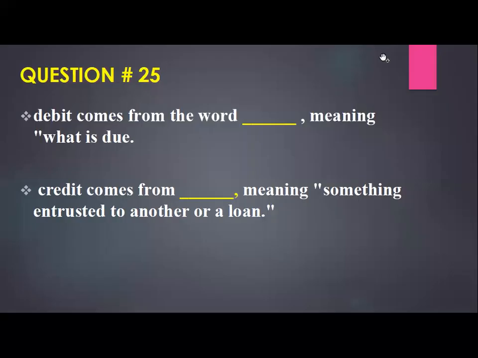This is your question number 25. Debit comes from the word dash, meaning what is due, and credit comes from the dash word, which means something entrusted to another or a loan. You have to write down their Latin word. The debit comes from the dash Latin word and credit comes from the dash Latin word.